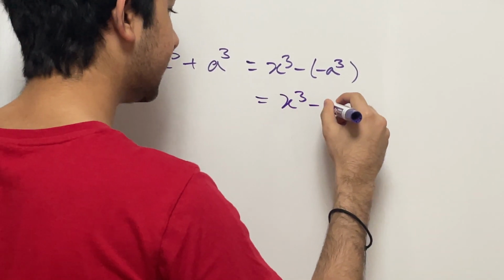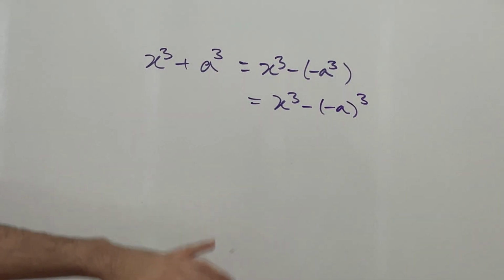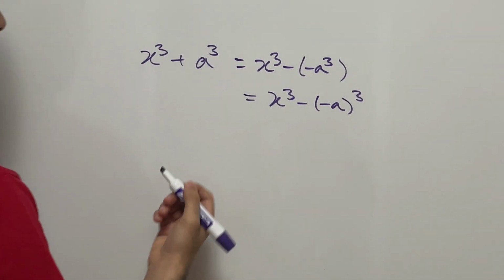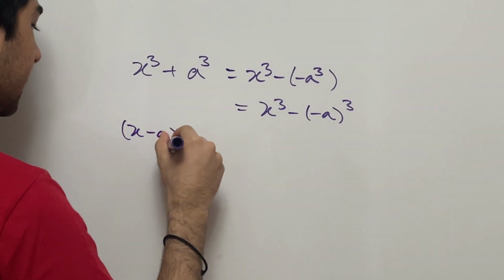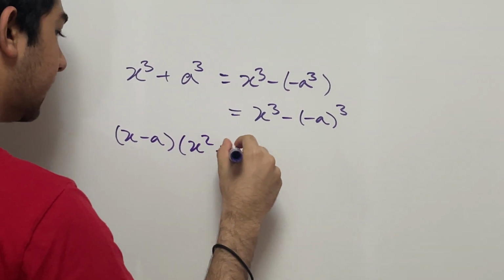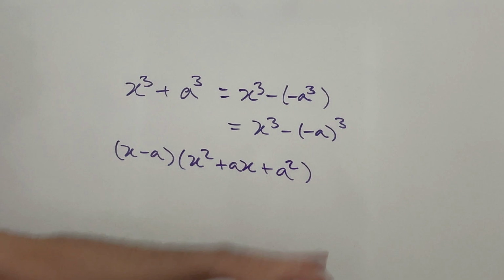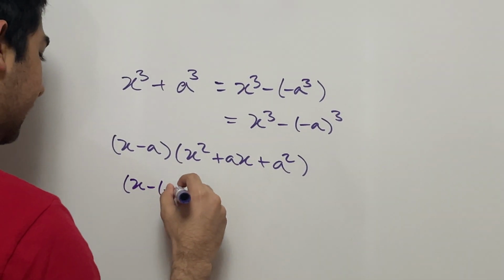I say x cubed minus a cube. Alright, this is much better, right? We basically have a difference of cubes again, right? So use the formula. We know the difference of cubes formula is just x minus a times x squared plus ax plus a squared, right? Well, in this case, our a got replaced with a negative a, so we just end up with x minus a.